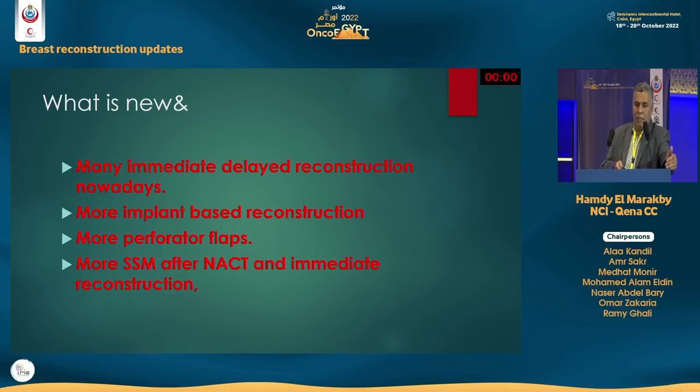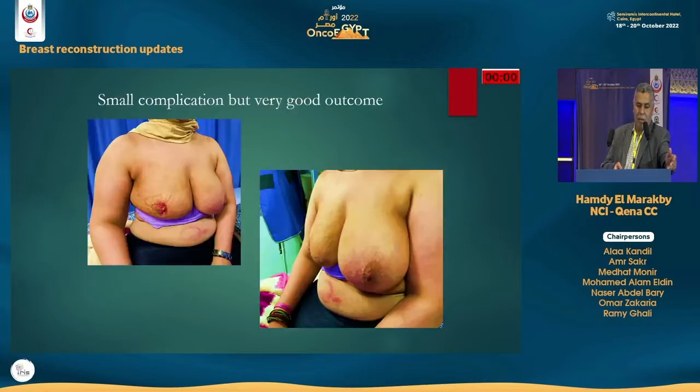What is new in this lecture is many immediate or delayed reconstructions nowadays, more implant-based reconstructions that we adopt, more perforator flaps for partial breast defects rather than latissimus or mini latissimus, and more skin sparing after neoadjuvant chemotherapy with immediate reconstruction. Even with some complications, like partial nipple and areola sloughing, you will have a good symmetry, as you can see. This patient had been reconstructed, with slight nipple and areola sloughing, but overall everything is acceptable.